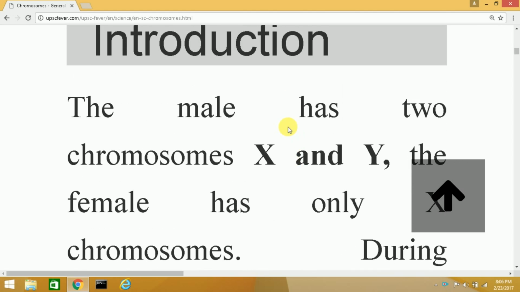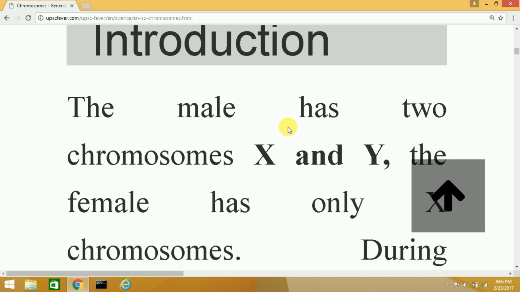There are two chromosomes in the male body which are the sex chromosomes, whereas there are 22 other chromosomes known as autosomes. So in the male there are X and Y chromosomes, but the female has only X chromosomes. And during reproduction, if the X chromosome from a male and the X chromosome from the female come together, then the zygote that shall develop shall be a female.